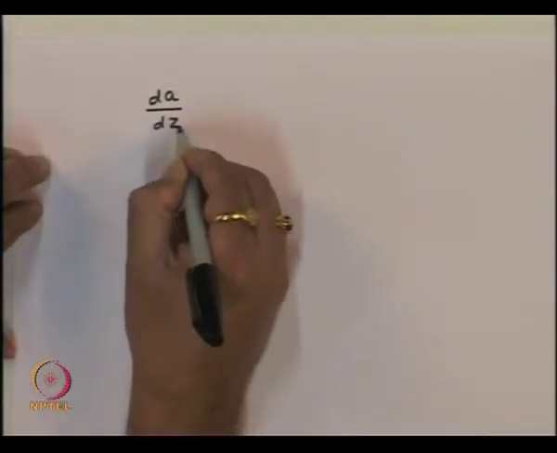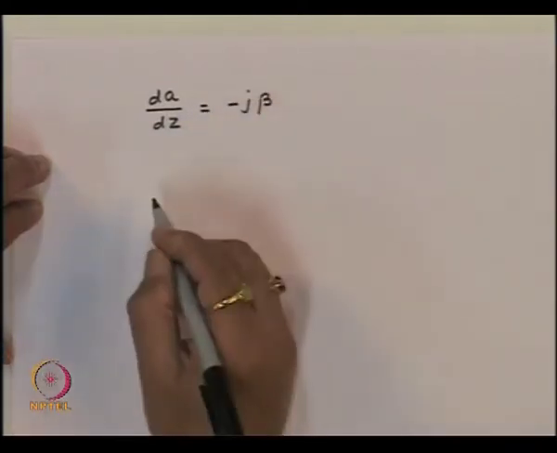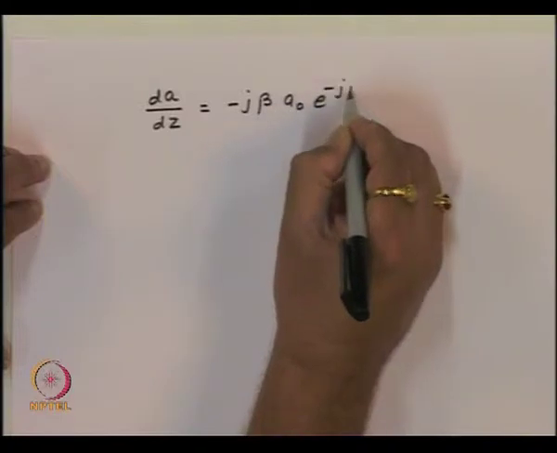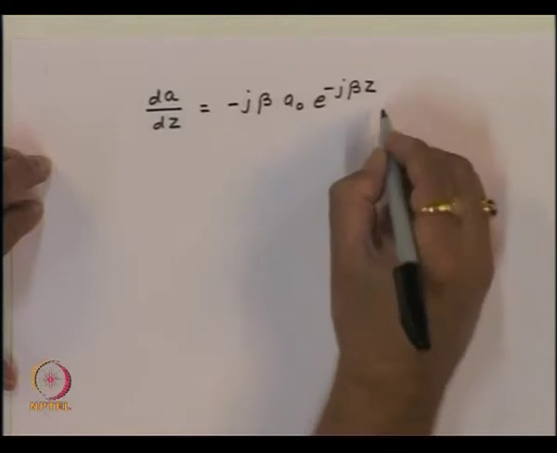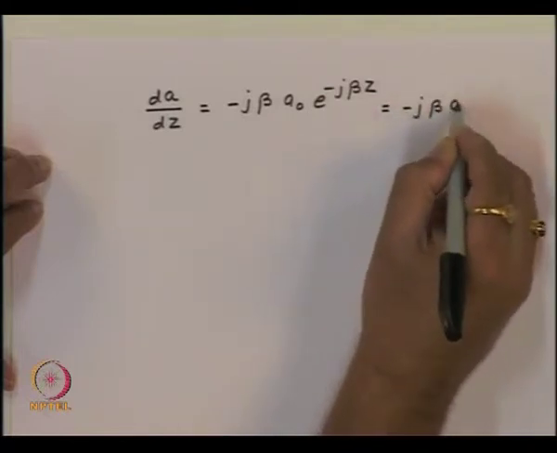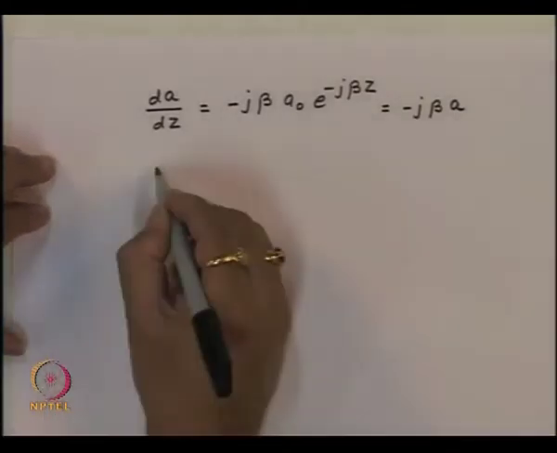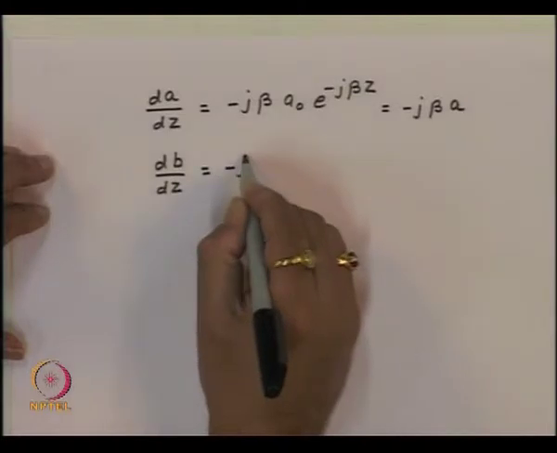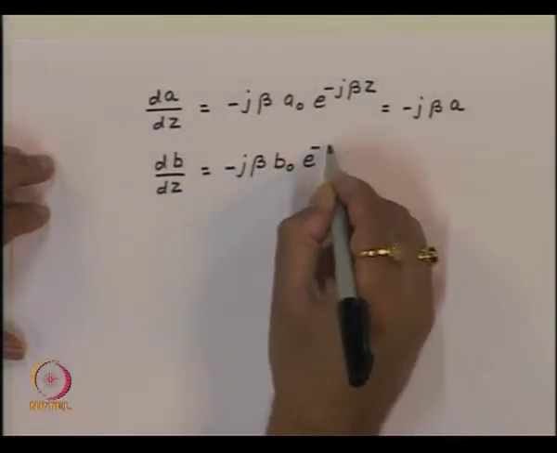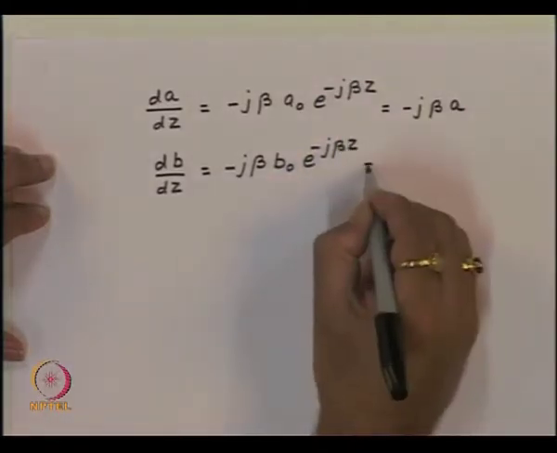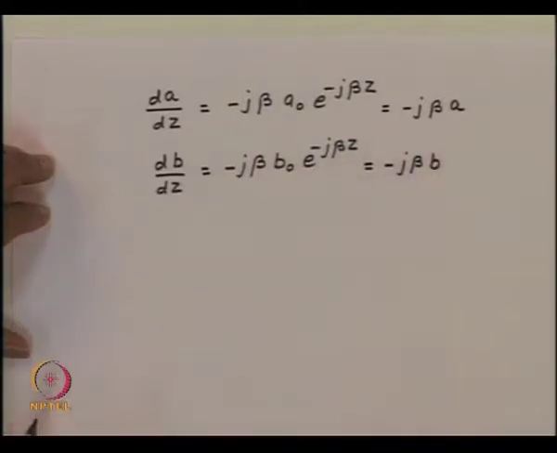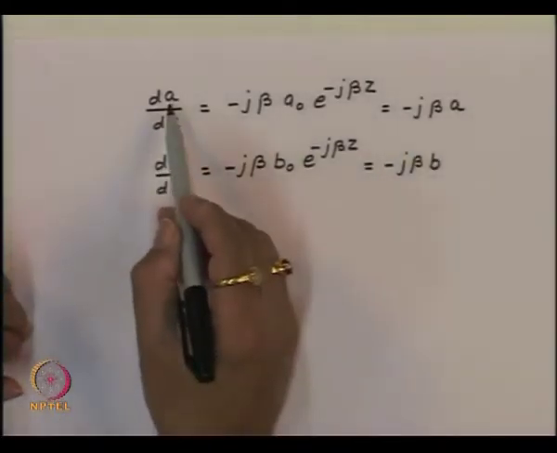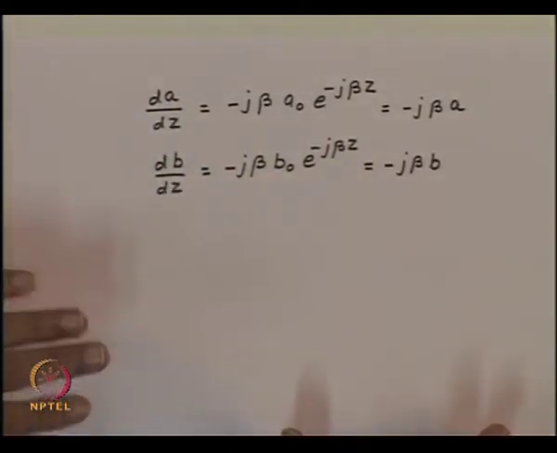dA by dz, that is equal to minus j beta into A0 e to the power minus j beta z, but this quantity is nothing but A, so this is equal to minus j beta A. Similarly, we can get dB by dz, that is equal to minus j beta B0 e to the power minus j beta z, that is equal to minus j beta B. So these are the differential equations by which the signals propagating on waveguide A and B are governed when they are not interacting with each other.